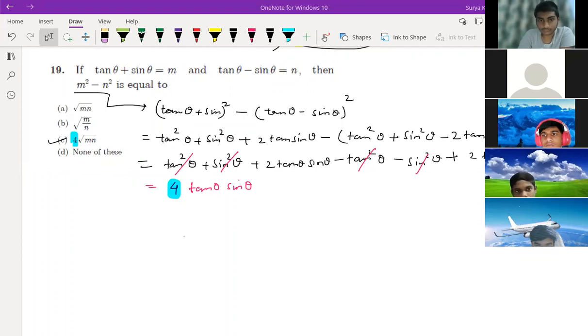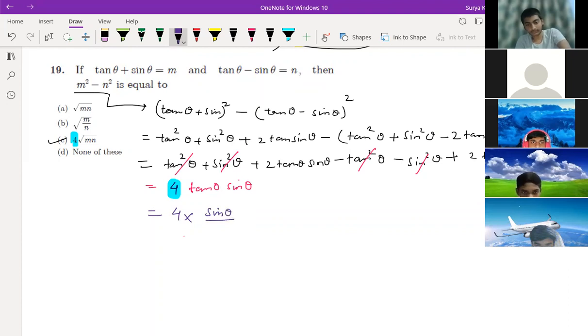See, 4 tan theta sin theta we are getting, right? So after this, just convert. I told you when I was teaching trigonometry that whatever you are getting over here, just convert into sine and cos form, right? Did you remember? Yes. So for tan theta, we can write sine theta by cos theta. And this is again sine theta only.